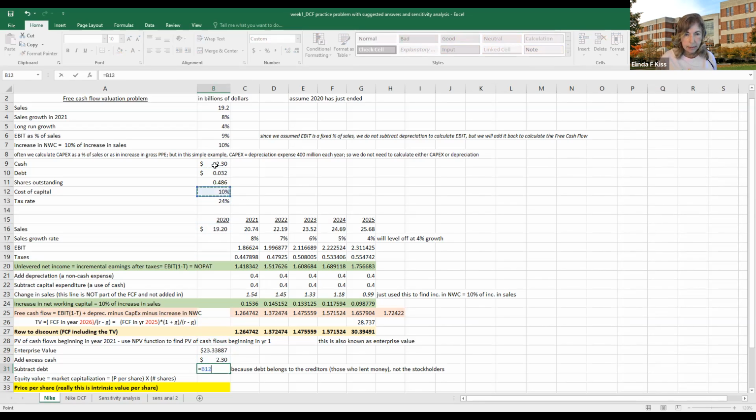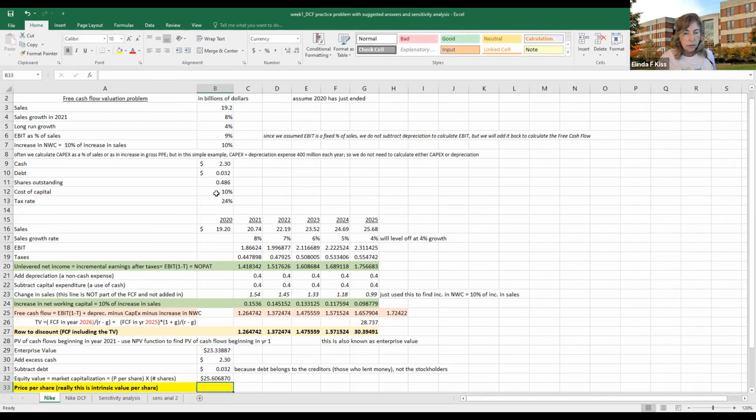And that is in my cell B10. So I will now get my equity value. I'm going to take what is in cell B29, my enterprise value, add the cash, excess cash that belongs to the shareholders, and subtract the debt. That now gives me my equity value, my market capitalization, my price per share times the number of shares.